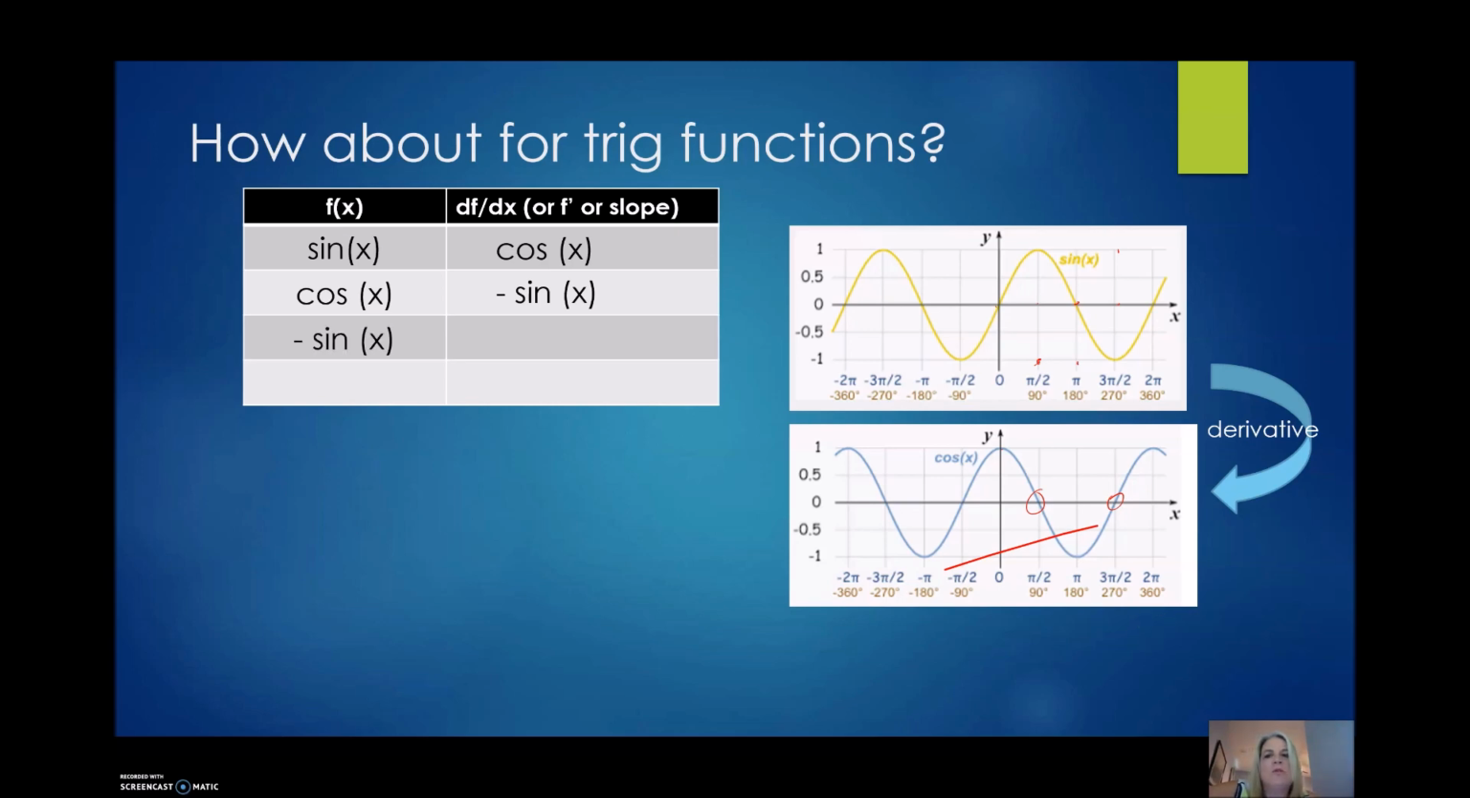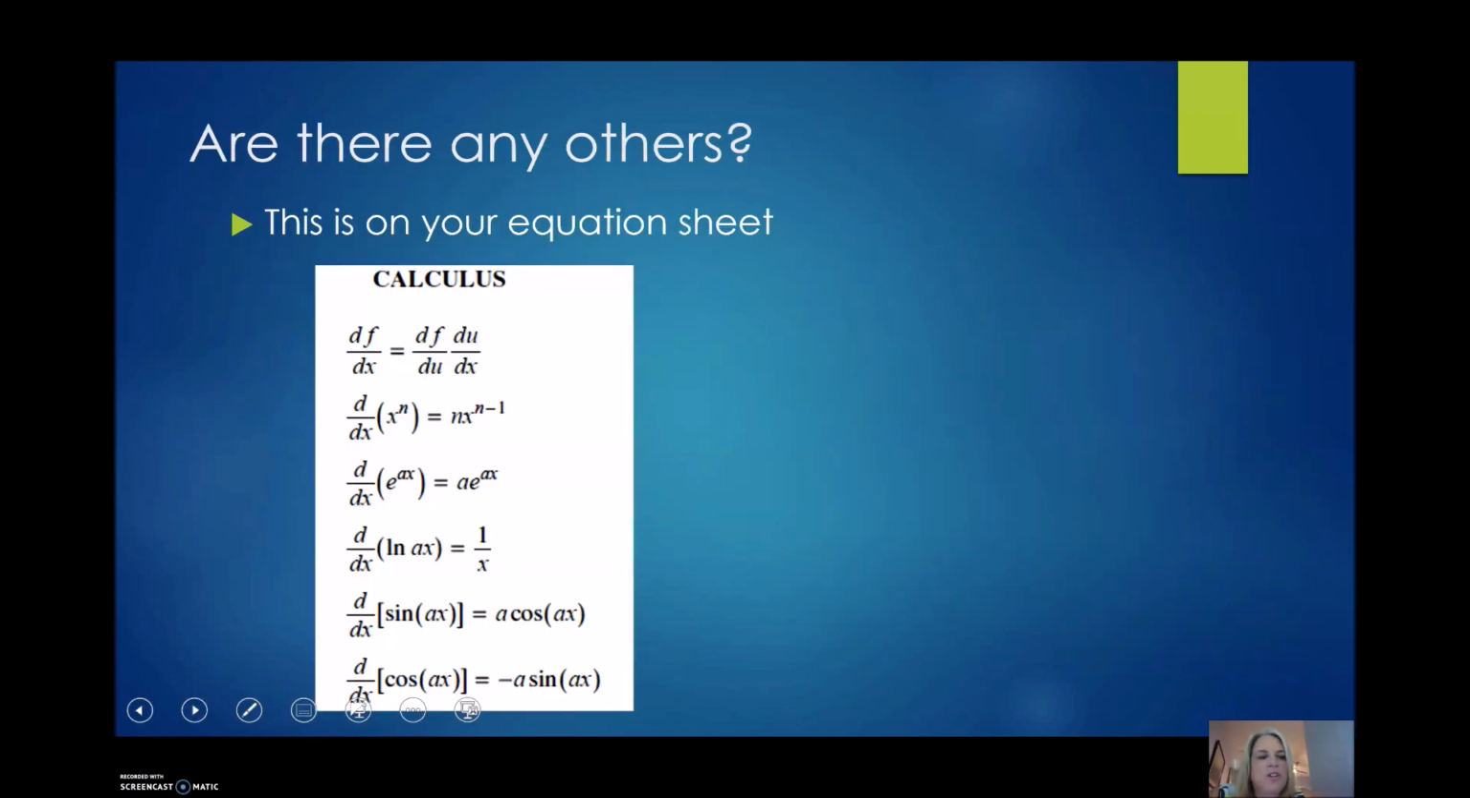Let's keep going. What's the derivative of negative sine? Well, guess what that is? Negative cosine. And just, for completeness here, what is the derivative of negative cosine? That's just sine. Interesting.